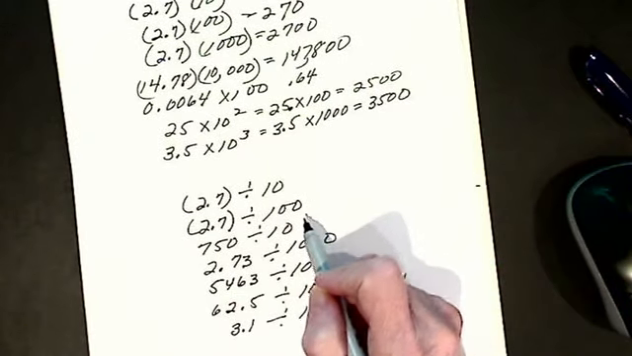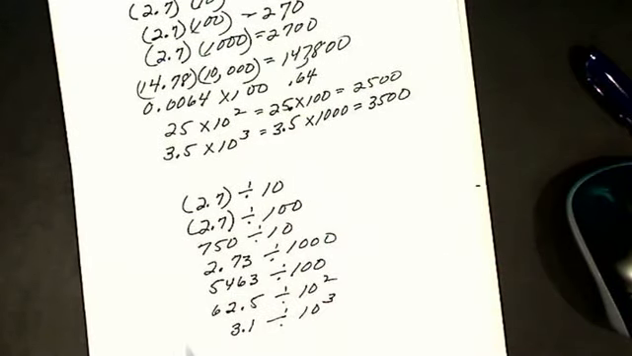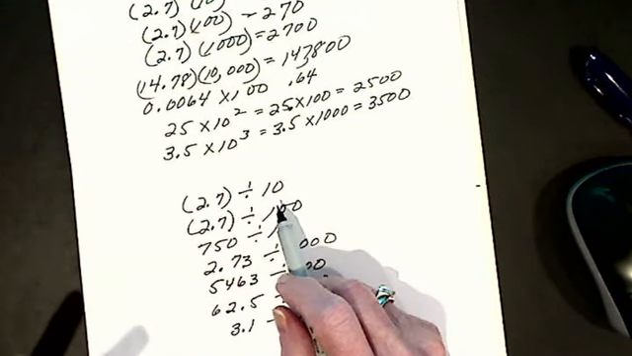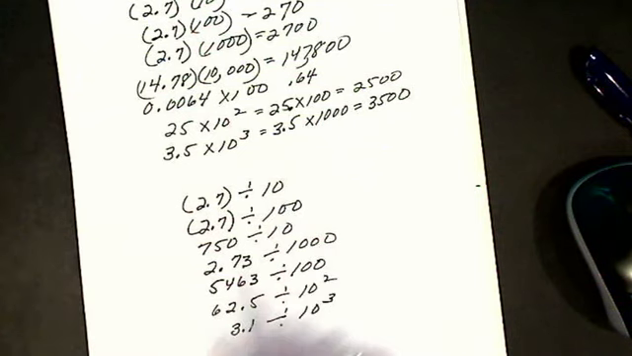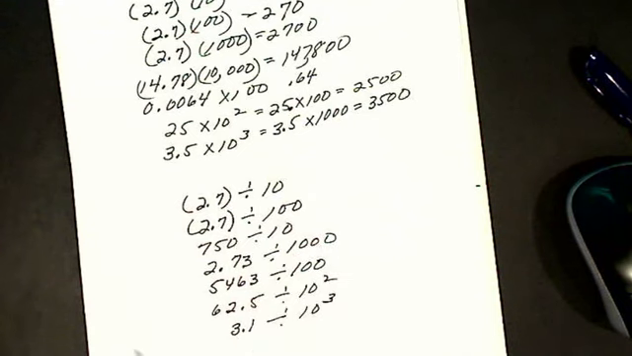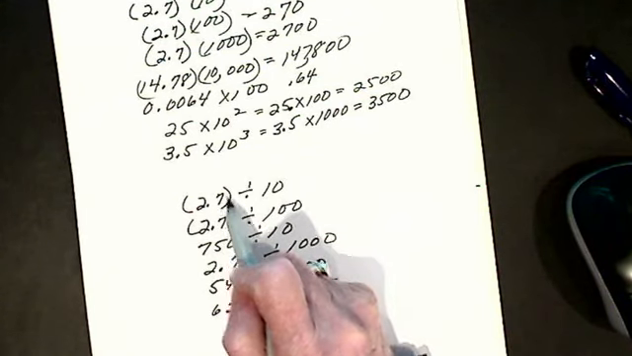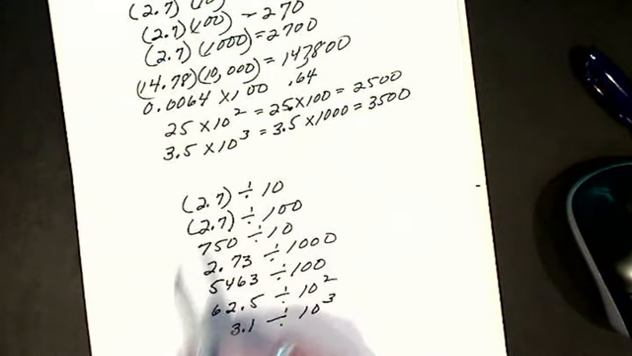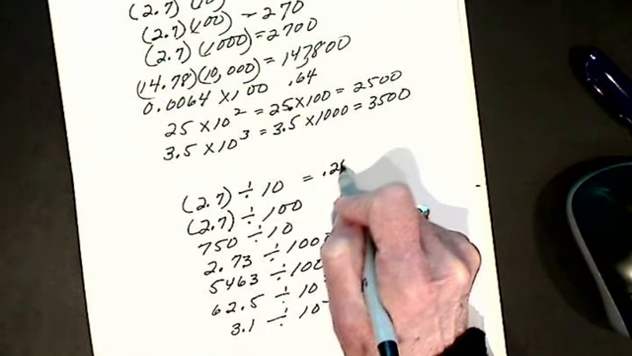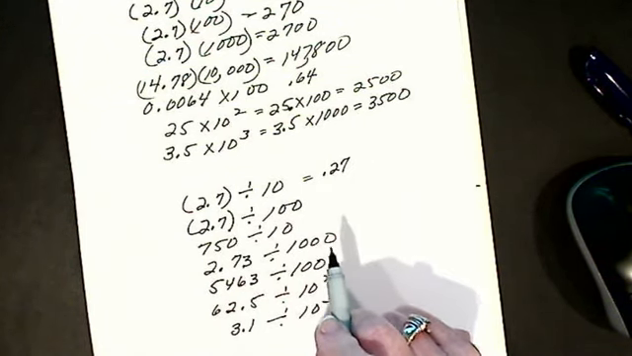Division is very similar. We move our decimal, not 2 places, the number of zeros. So what happens is I have to know if I move it to the right or to the left. You just have to remember if I move it to the right, that would be multiplication, it makes it bigger. Division makes things smaller. So I have to move to the left the number of zeros. So I move this 1, my answer would be 0.27 or 27 hundredths.